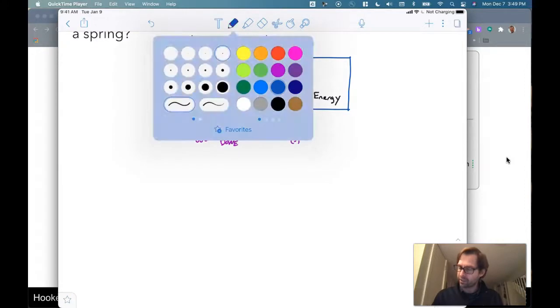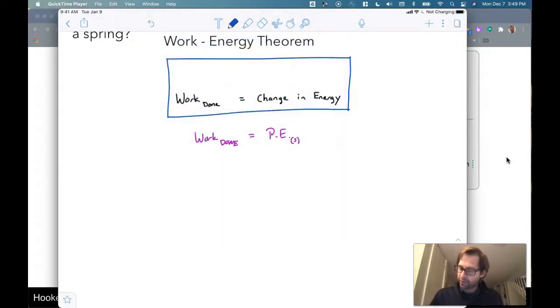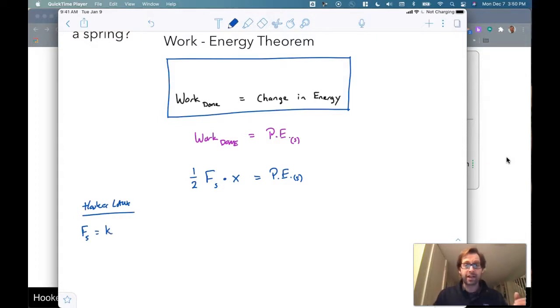I'll use this color here. So we have 1/2 force from the spring times x. Now that's equal to the potential energy of the spring. Okay, but if we think back to Hooke's law, Hooke's law gives us a relationship for the force of the spring. It says that force is equal to the spring constant times the x.